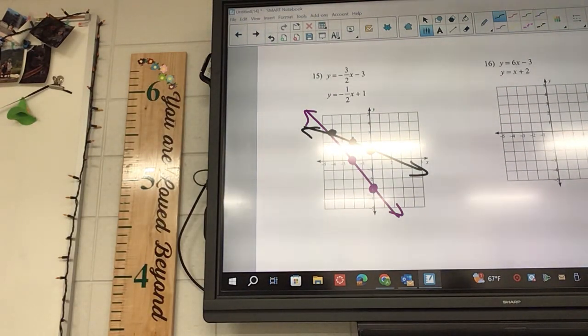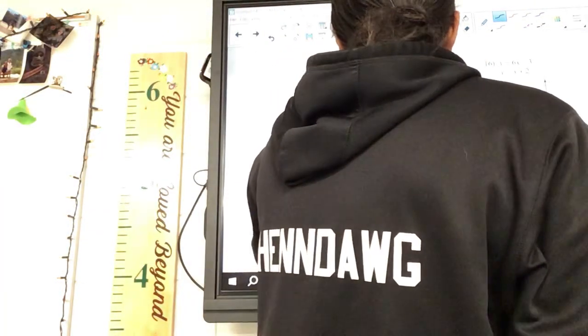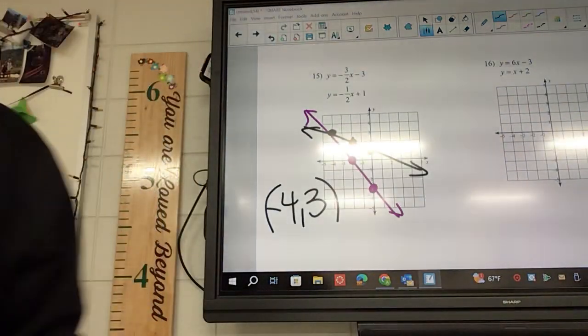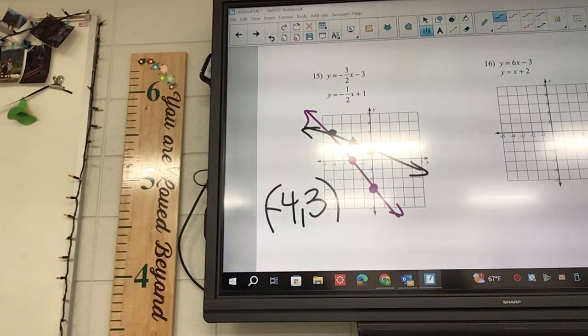You said you have a question? Hold on. And then that intersection point is going to be -4, 3. Okay, you guys have 8 to do. Get your 8 done and then put it in the box back there.